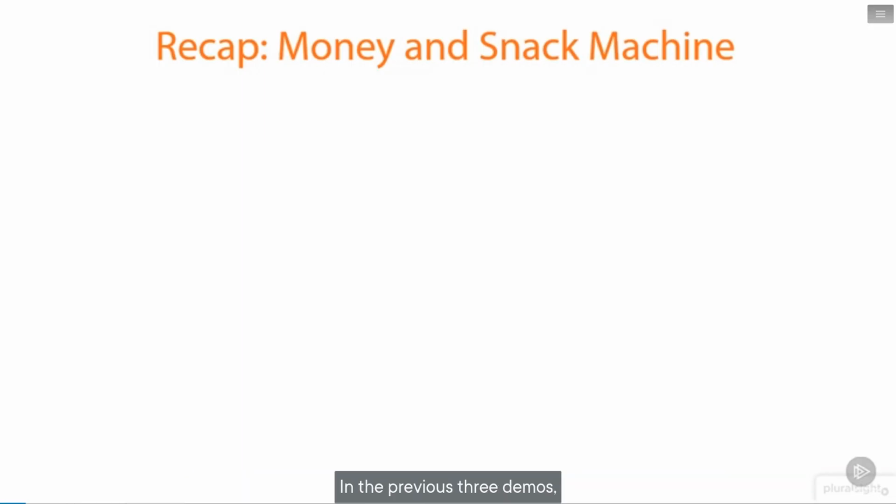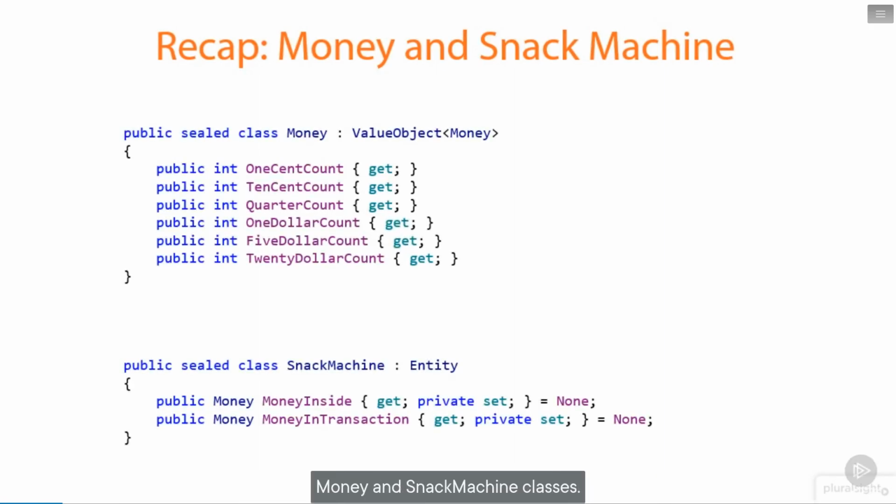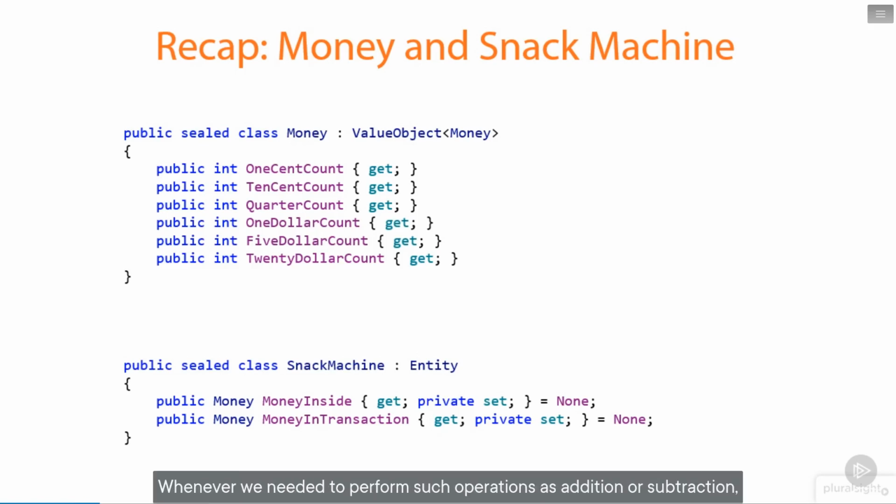In the previous 3 demos, you saw how we implemented our first version of the money and snack machine classes. Note that we kept the money value object immutable. Whenever we needed to perform such operations as addition or subtraction, we created a new instance of the class without changing the existing ones. The snack machine entity, on the other hand, is mutable.